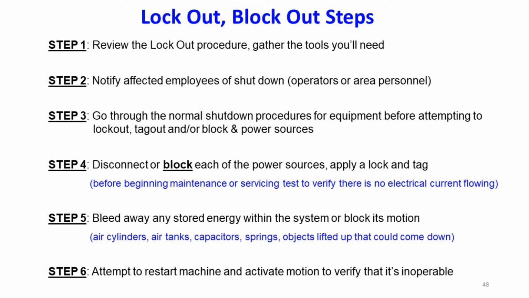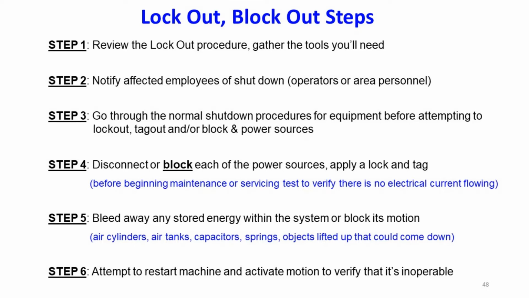Step number four, disconnect or block each of the power sources. Apply a lock and a tag. Applying a tag with your name on it communicates to others who applied the lock. That way people know who to contact if they need to have the lock removed. Before beginning maintenance, test it to verify there's no electrical current flowing.